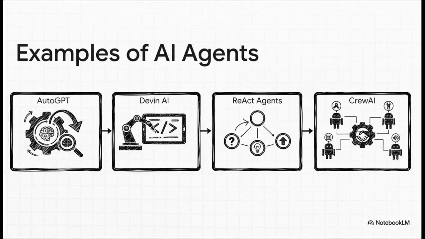We're already seeing the first generation of these things in the wild. You've got agents like Devin AI, which is trying to be the world's first fully autonomous AI software engineer. Then you have frameworks like Crew AI that let you build a whole team of specialized agents that can work together. This is where it's all heading, a future where you just hand off entire complex projects to an AI team.